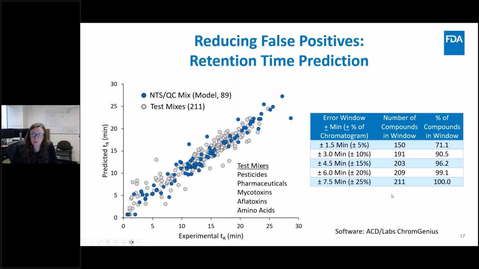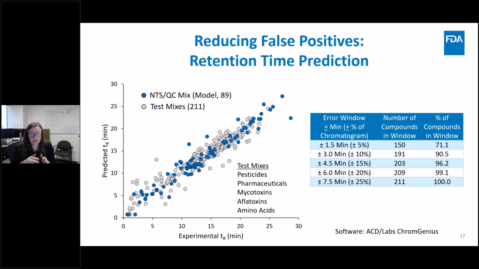The table over here is meant to show you how we can use this to set thresholds to help us eliminate false positives. For example, if we set a pretty tight window of plus or minus 1.5 minutes, a little bit more than 70% of these compounds would have been correctly predicted within that window.